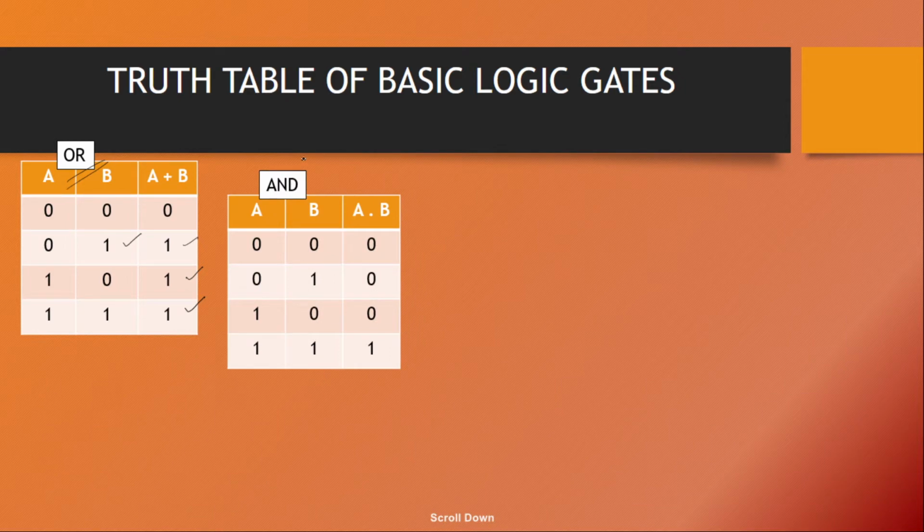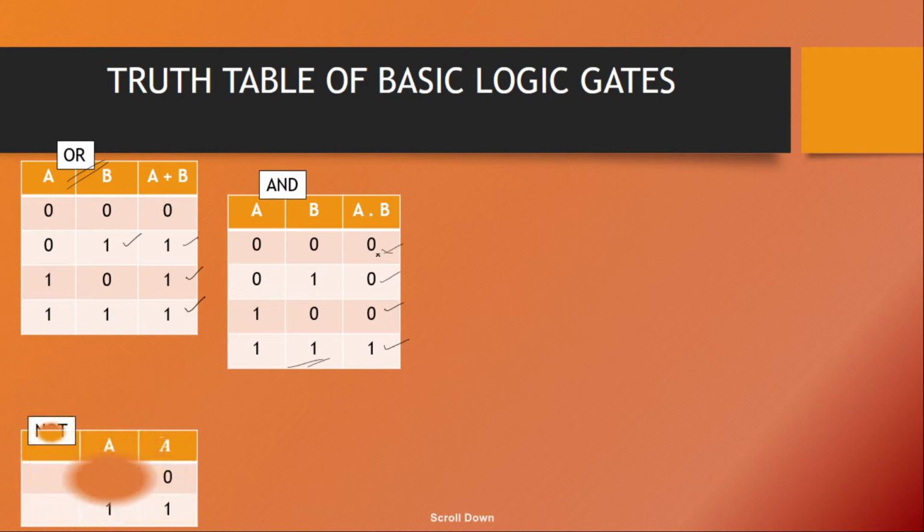Moving further, we have an AND operation where only when both inputs are 1 will you get an output of 1. If any one of the inputs is 0, then definitely the output is also 0. It means that when you want a high value as an output, both the inputs should also be high. So that's about the AND operation.